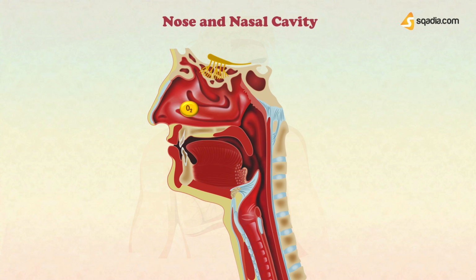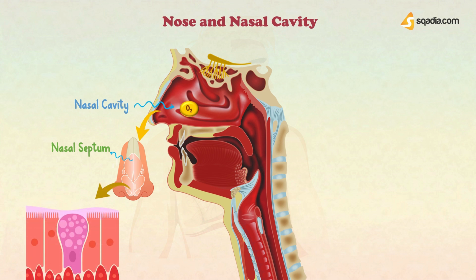Now, starting off, air enters and leaves the respiratory system through the nose. A vertical plate of bone and cartilage, called the septum, separates the nasal cavity into two halves, the nostrils. Just inside the nostrils are small hairs called cilia. Coated with the mucus, their job is to filter out dust and large foreign particles.